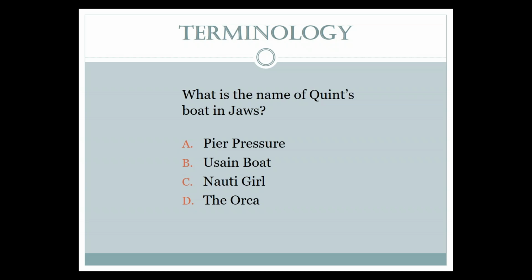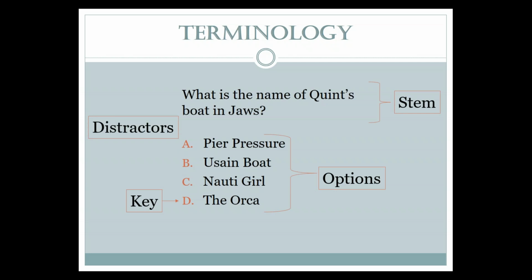So here's an example. What is the name of Quint's boat in the movie Jaws? So there's our stem. These are our options. D is our key. And our distractors are A, B, and C.